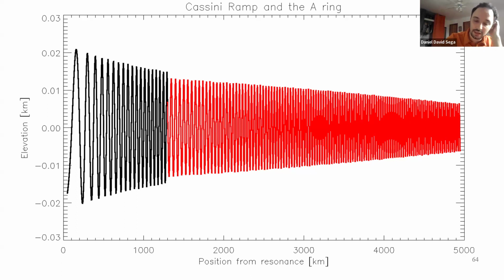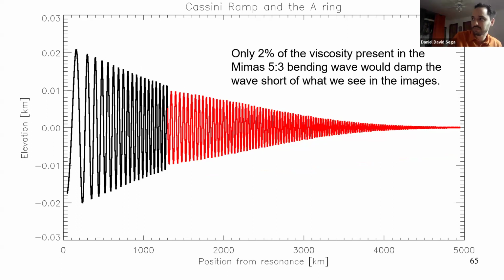And maybe this wave you could see through the picture, but it's interesting, that would mean that there is no viscosity for some reason. Viscosity doesn't affect this wave, and that's very strange. For example, if I just use 2% of the viscosity of the Mimas bending wave, a tiny amount of viscosity, then I already get the wave damping way closer.